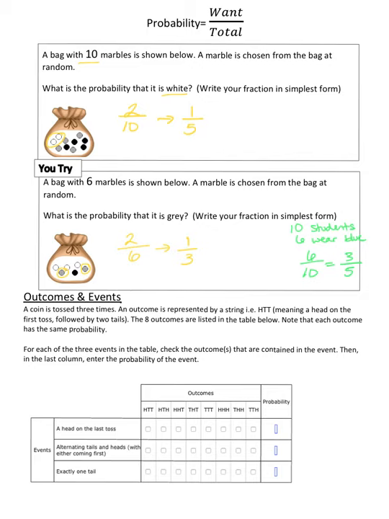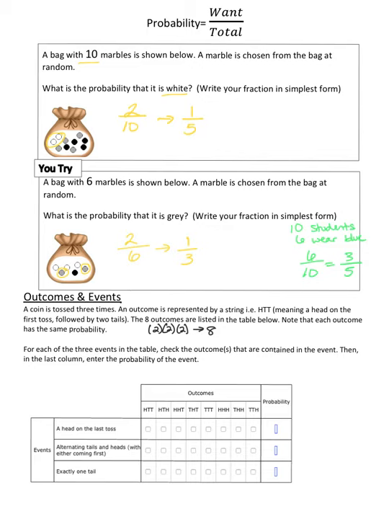There are 8 outcomes. How do we know there are 8 outcomes? There are 2 outcomes the first time you flip a coin. There are 2 outcomes the second time you flip a coin. There are 2 outcomes the third time you flip a coin. 8 possible outcomes, 8 possible combinations. So let's look at this. I'm going to look at this chart.